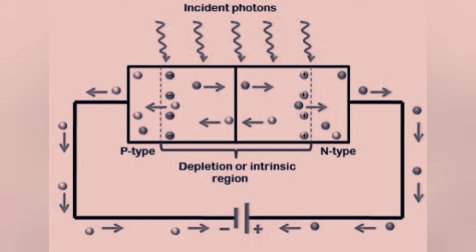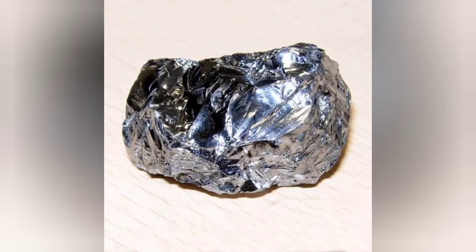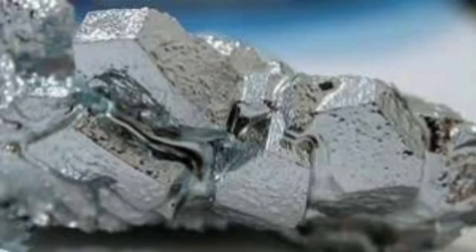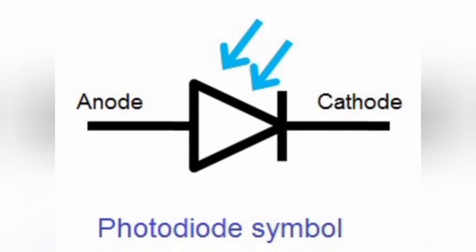So when the photon enters the depletion region of the diode, it hits the atom with high energy, and this results in release of an electron from the atom. Typically, photodiode materials are silicon, germanium, indium, gallium arsenide and phosphide, and the symbol of photodiode is shown in this figure.